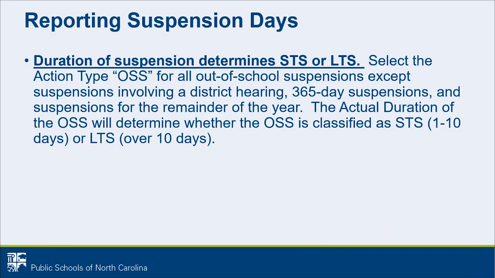All right, so when you're reporting suspension days, which is the duration of the suspension, that is going to determine if it's considered a short-term suspension or a long-term suspension. For short-term and long-term suspensions, you're going to select the action type of OSS for all out-of-school suspensions, except suspensions involving a district hearing, a 365-day suspension, and suspensions for the remainder of the year. The actual duration of the OSS will determine whether that OSS is classified as a short-term suspension, which is 1 to 10 days out of school, or a long-term suspension, over 10 days.